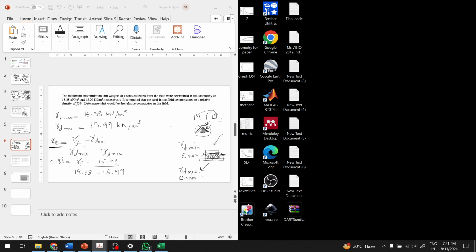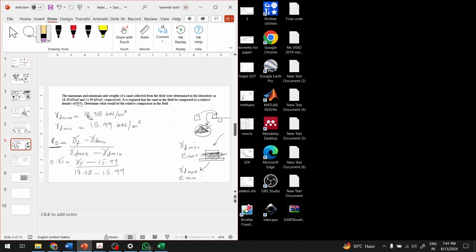Oh, there's a correction. Sorry. Actually, that was e maximum and e minimum, this formula. And when we translate it to gamma, we write 1 by gamma minimum minus 1 by gamma, divided by 1 by gamma minimum minus 1 by gamma maximum.